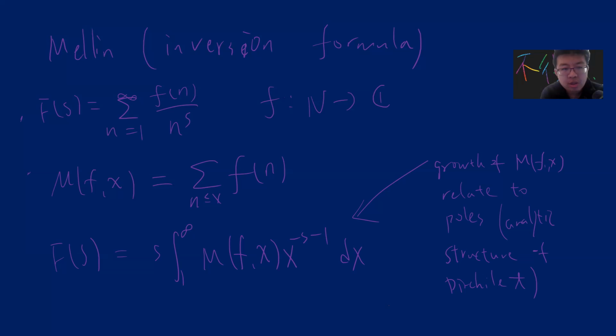This is a future topic. Today, the inversion formula means that if somebody gives you M of f of x, then you can compute this. What is the relationship of the inverse function? The idea is called Perron's formula. Previously I have a video that talks about Perron's formula using complex analysis, so I will post a link below. But today, in analytic number theory, we need a more refined version.